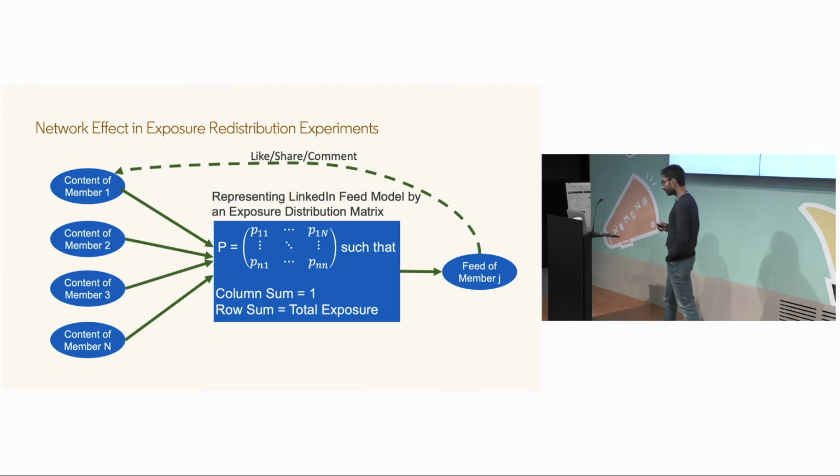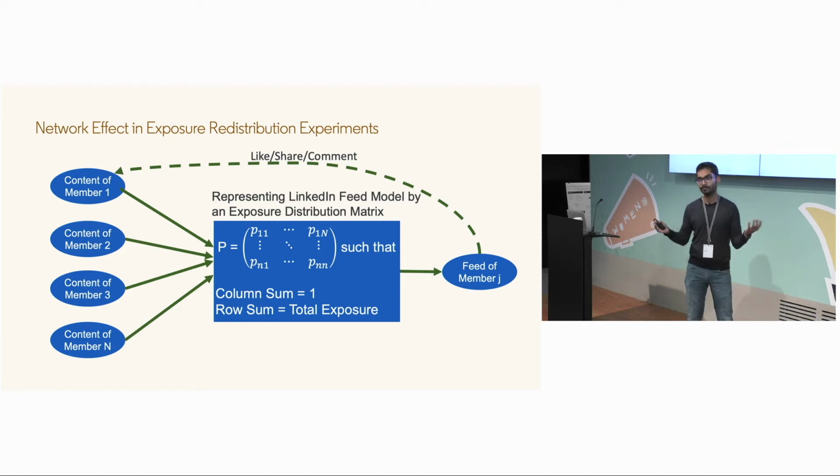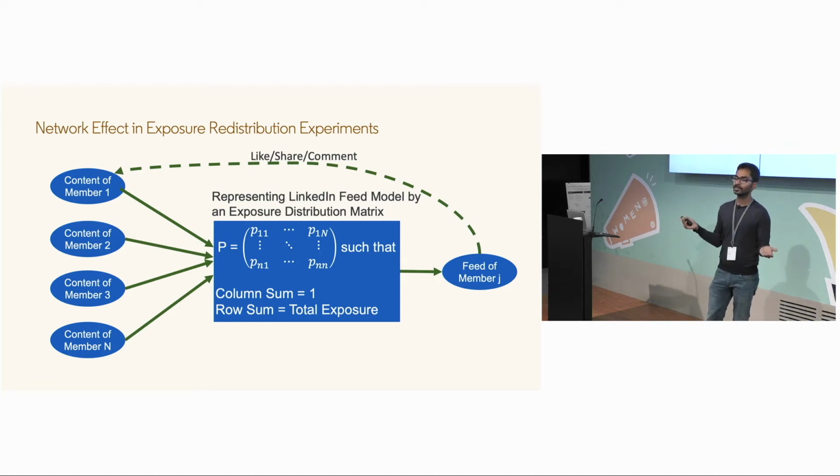So we call this an exposure redistribution experiment because whenever we are comparing two models with different exposure distributions, you can think of the second model as redistributing the exposure of the first model.